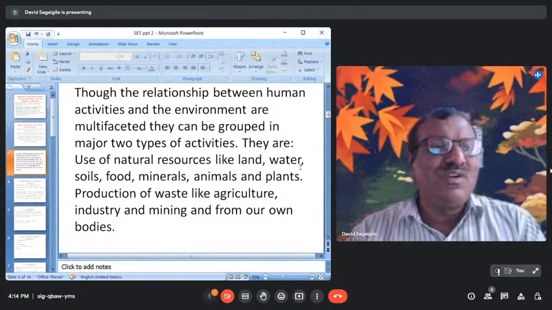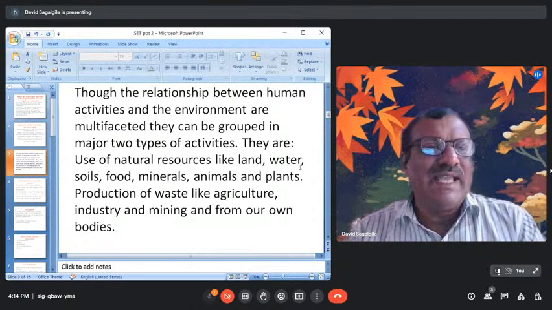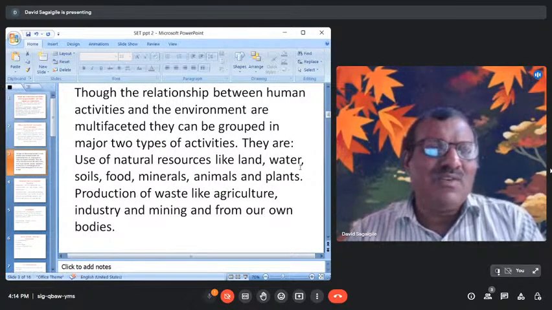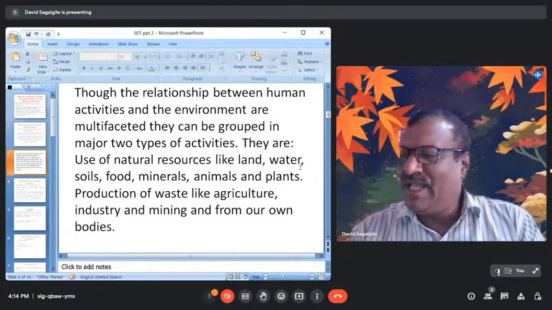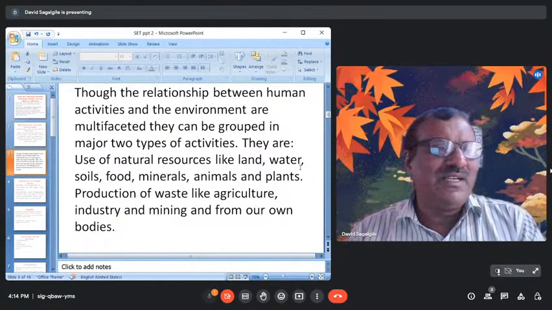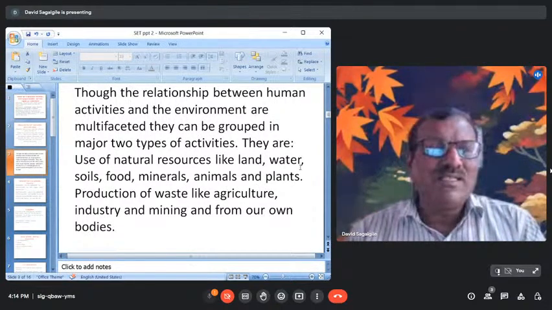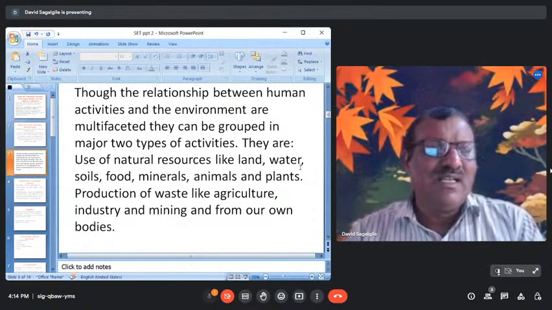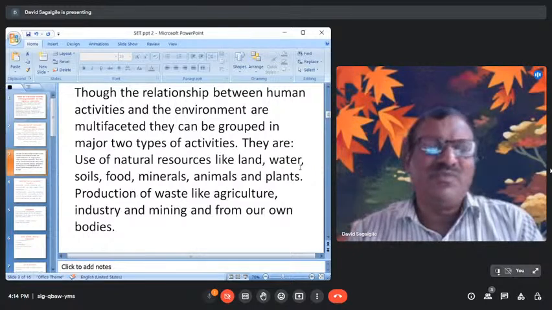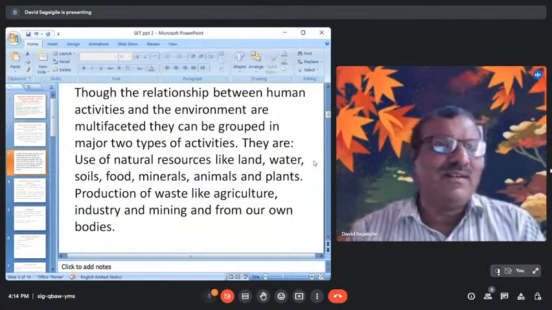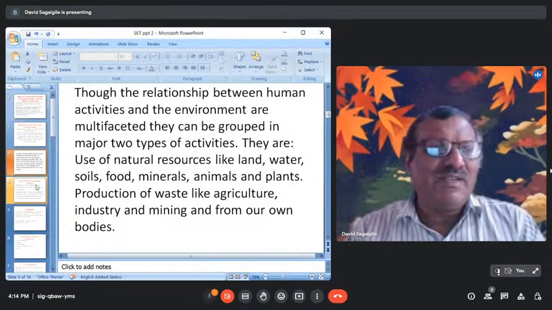And the second part that we see is the production of waste like agriculture, then industry, mining and from our own bodies. And the second kind of group that we see is the production of waste which is generated by agriculture, generated by the industries. We see that through industries also so much of waste and waste products are generated. Then we also see that from our own bodies also we generate so much of waste products, and this has got a direct impact on the environment that we live in.